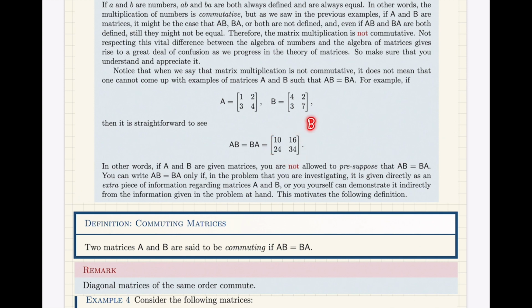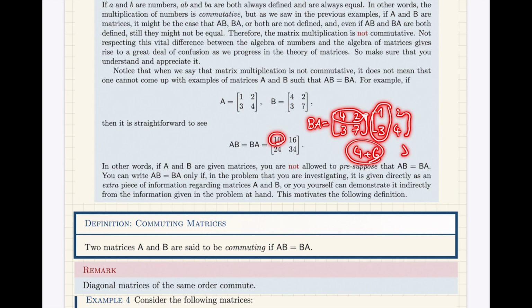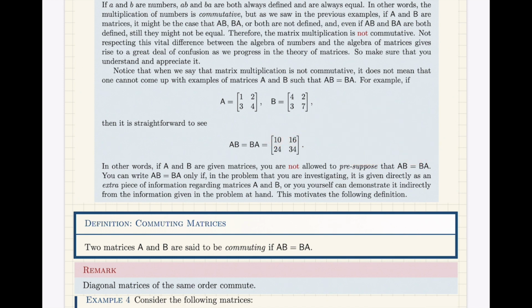But let me calculate BA. BA is the other way around. This time I have to take this row and multiply it by this column. So it becomes 4 plus 6. Again, the answer is 10. The next one, 4 times 2 is 8, plus 2 times 4 is 8. If I add them, it becomes 16. You can convince yourself from the other two. So you see that I have two matrices whose entries are designed in a way that if you multiply AB or BA, the answer becomes the same.